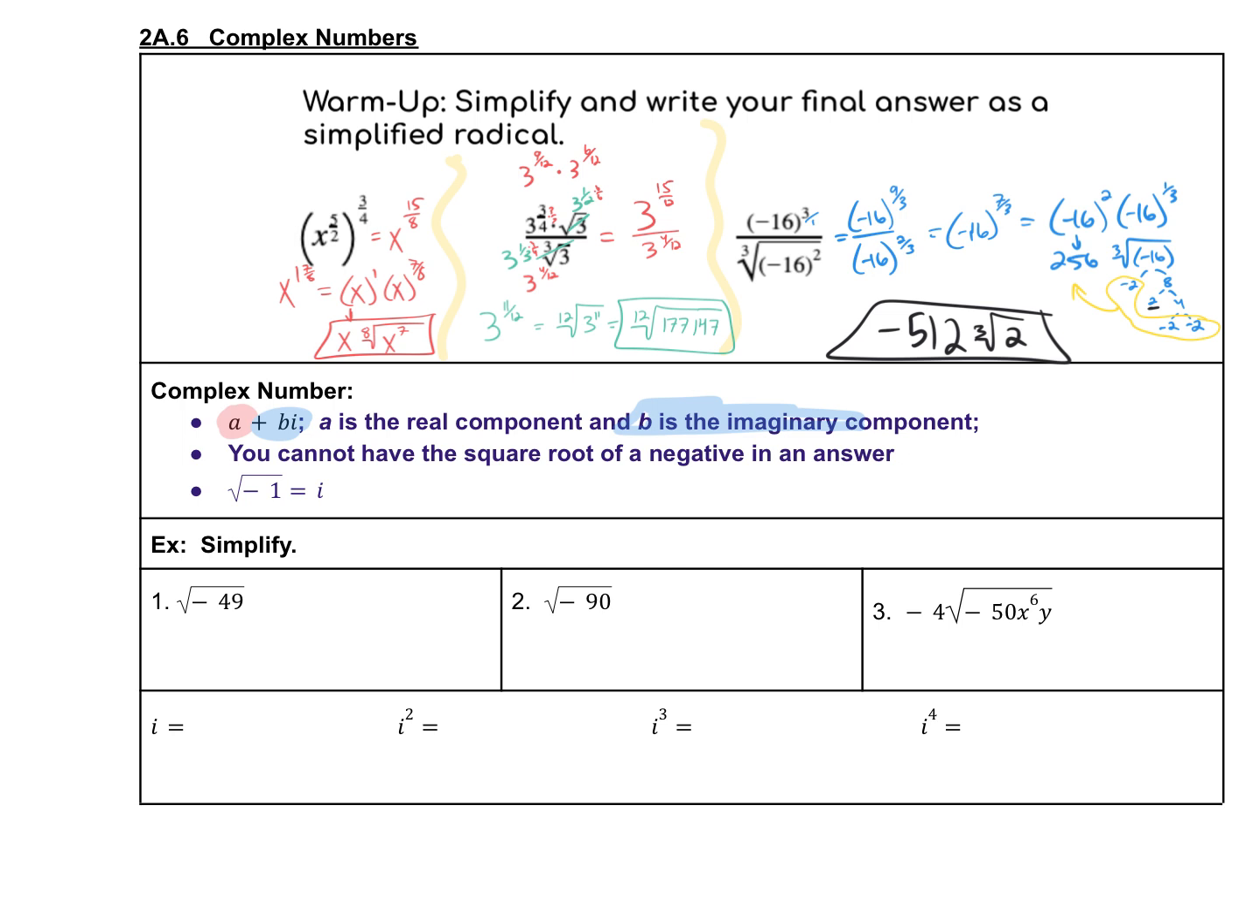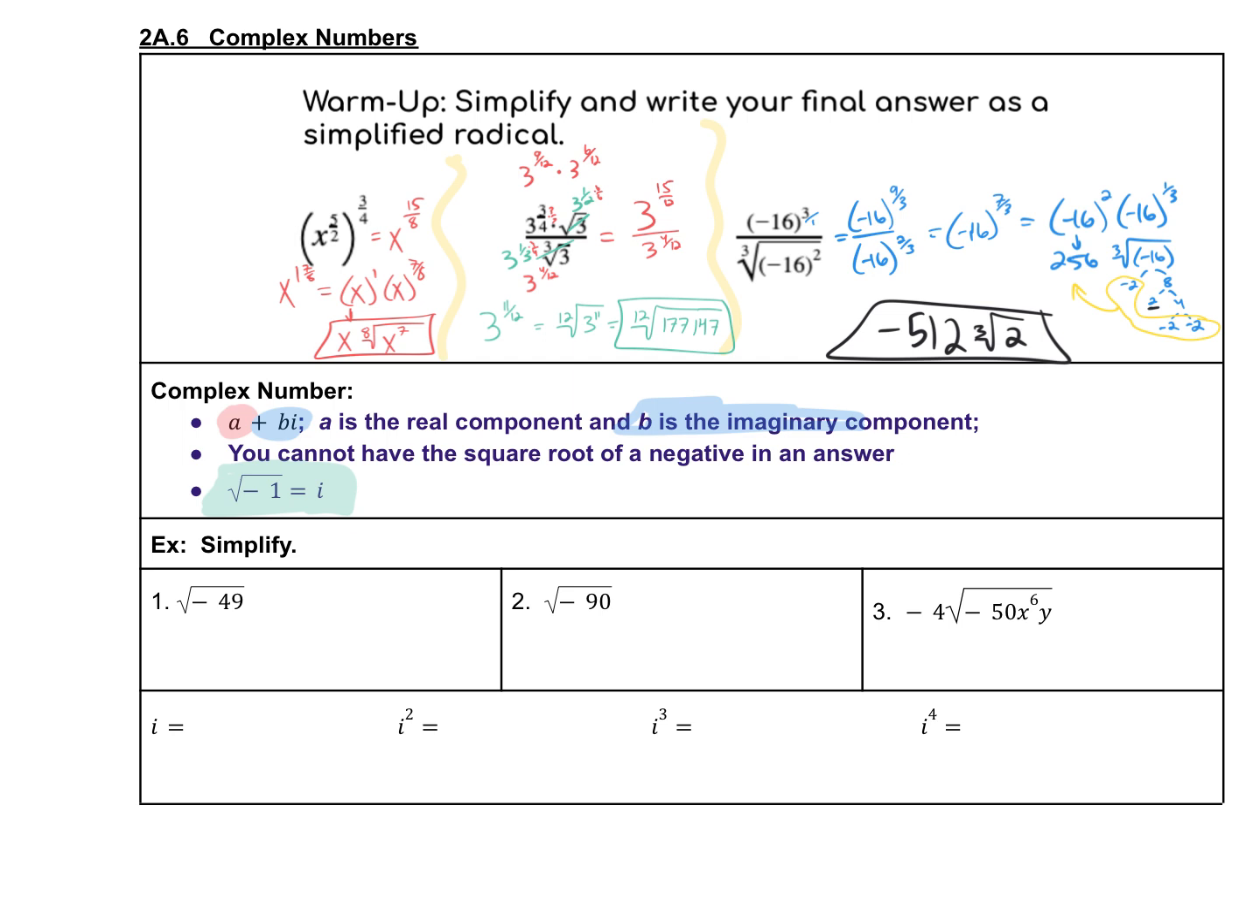So we talked before about how you cannot have the square root of a negative in an answer. That is not possible, right? Because there's not a number we can take times itself to get a negative value. So here, really, what we've done is represent the square root of -1 with this imaginary unit i, right? So this i variable is really just going to represent the square root of -1, and we're going to use that to try to simplify things down that otherwise cannot be simplified.